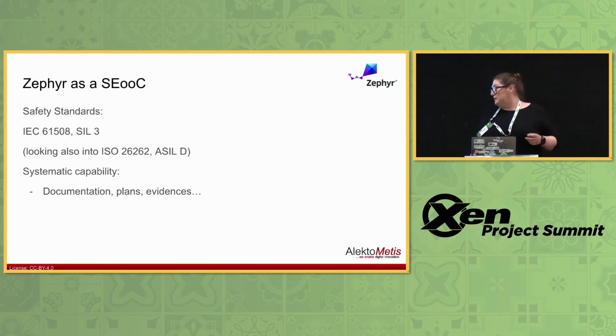The safety standards that we'd like to go for are very similar to SEN, so we're definitely going down the route of IEC 61508 with SIL 3. And we're looking into ISO 26262 with some partners, so that's more on the horizon. We're in the same situation at the moment as SEN. We are creating the documents for the systematic capability: requirements, architecture, traceability, test coverage, implementing coding guidelines, all that.